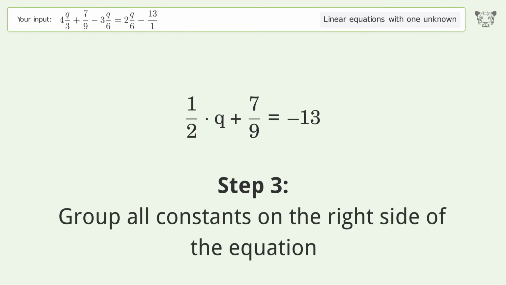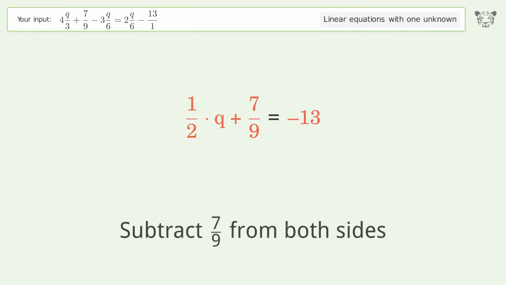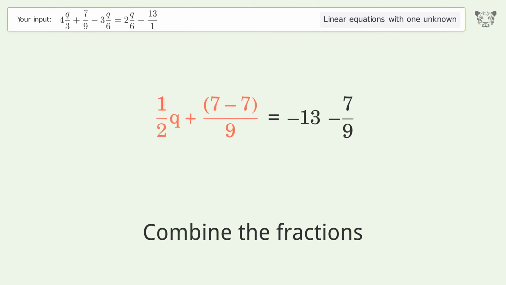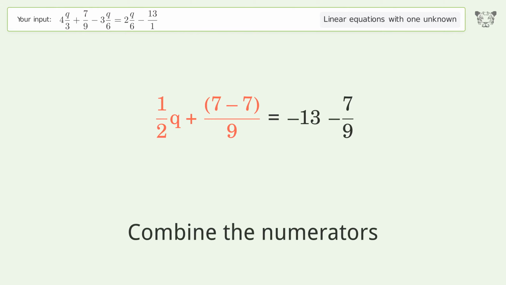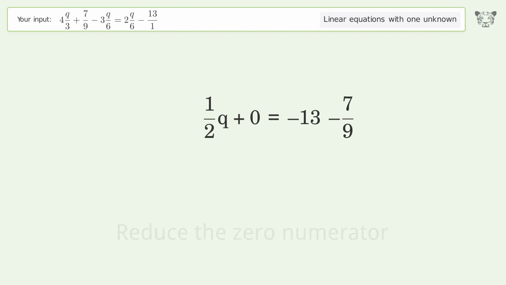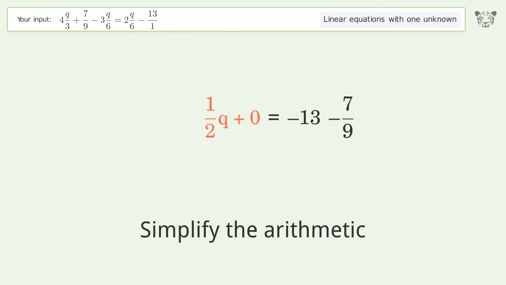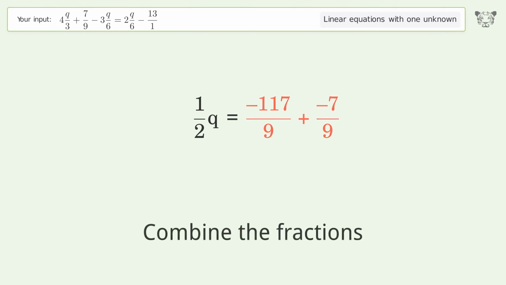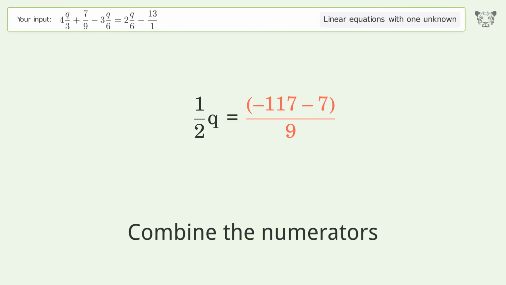Group all constants on the right side of the equation. Subtract 7/9 from both sides. Combine the fractions. Combine the numerators. Reduce the zero numerator. Simplify the arithmetic. Convert the integer into a fraction. Combine the fractions. Combine the numerators.